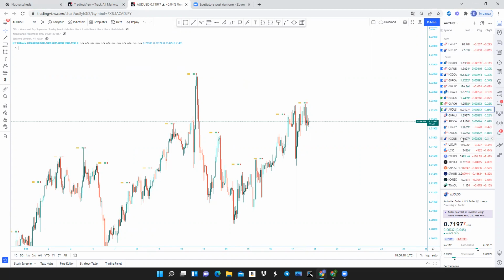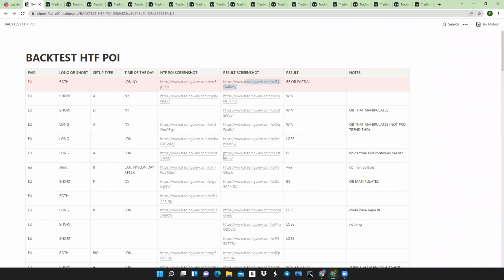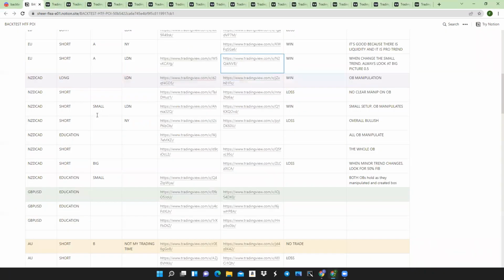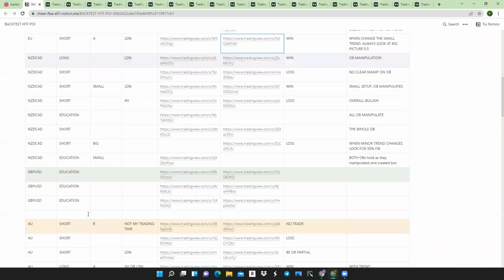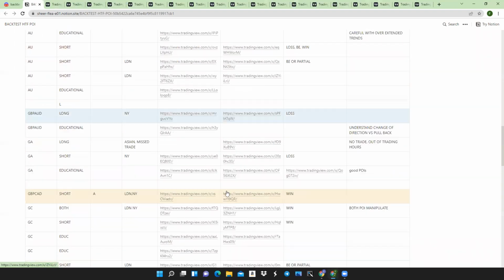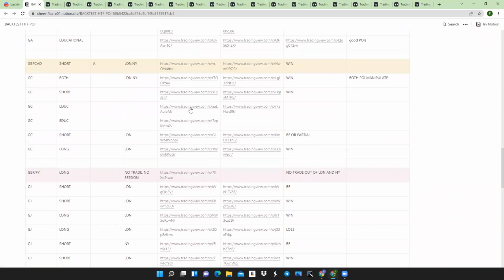It doesn't mean that it doesn't work. It just means that these are the best for me, especially the ones in blue, and a little bit less the other three, according to my backtesting. I backtested all the pairs for more than a year, so it is a pretty accurate statistic. Then I had NZD-CAD, GBP-USD, AUD-USD. Let me just show some other examples, maybe on a different pair.